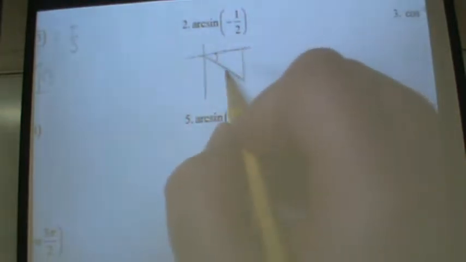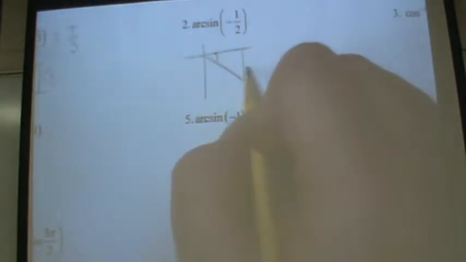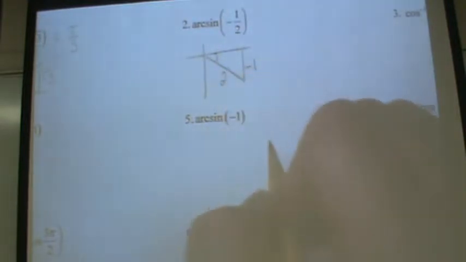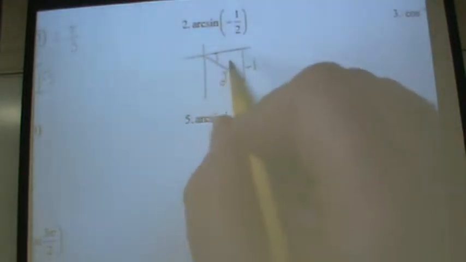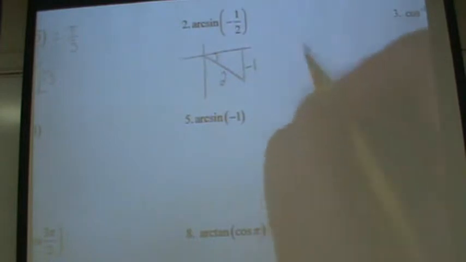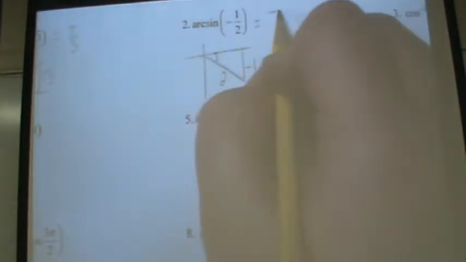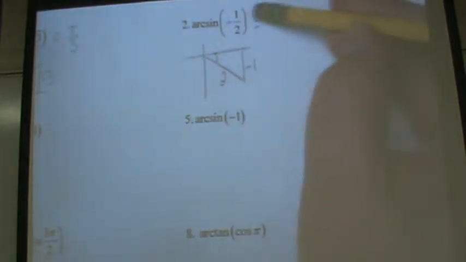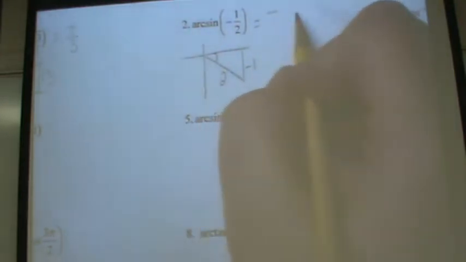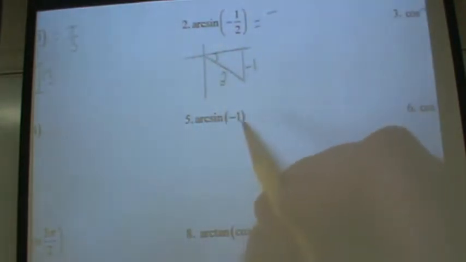So again, measuring off of the x-axis, we have opposite over hypotenuse. So what angle gives us that? Negative what? Pi over 6.